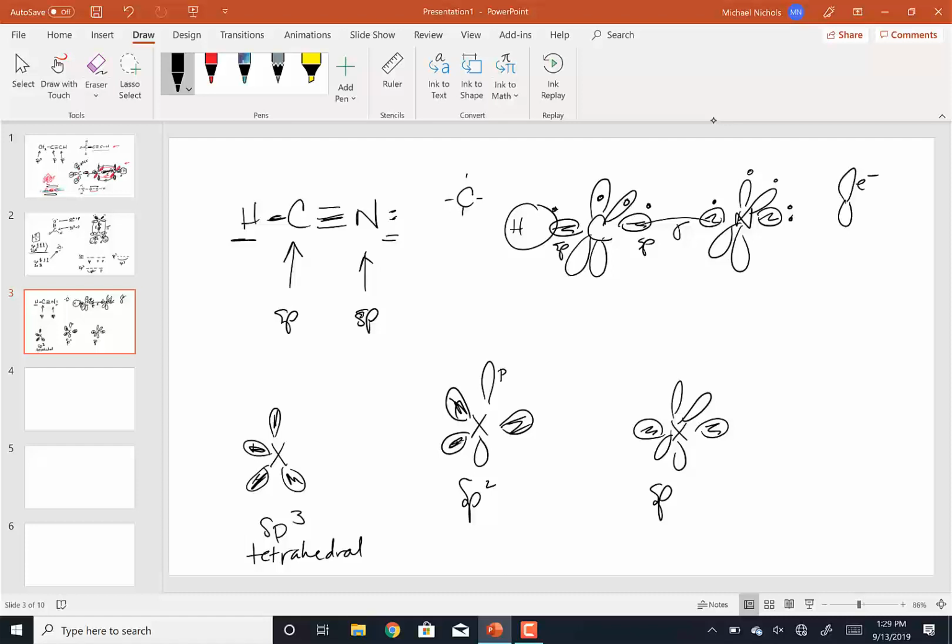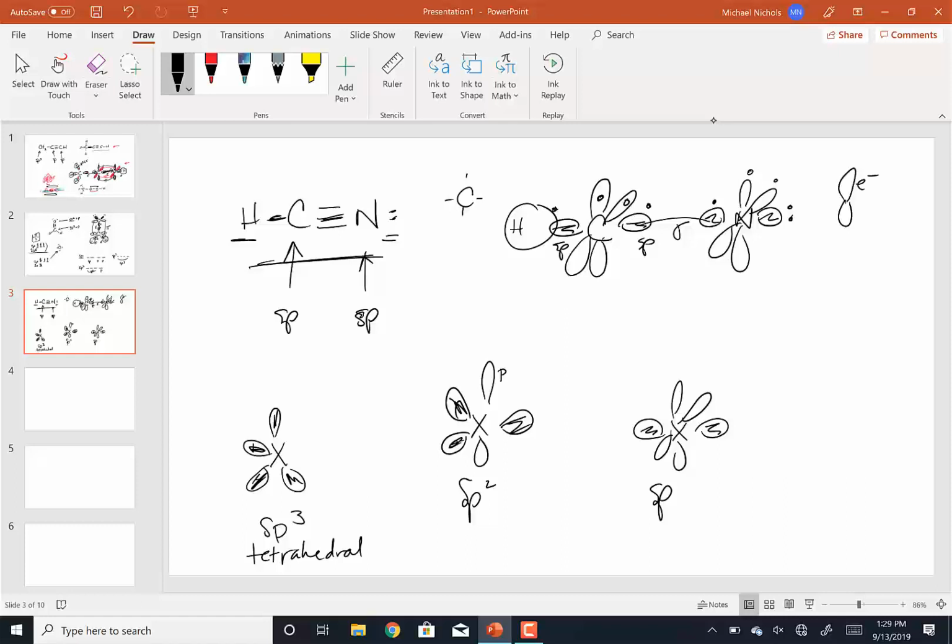So I need to know what the hybridization is. I sketch out that orbital picture for each of the hybridized atoms, then put the electrons into it. And what I'm trying to do is mimic this Lewis dot structure. I'm trying to mimic that H single bonded to C, triple bonded to N, with the lone pair on the outside of N.